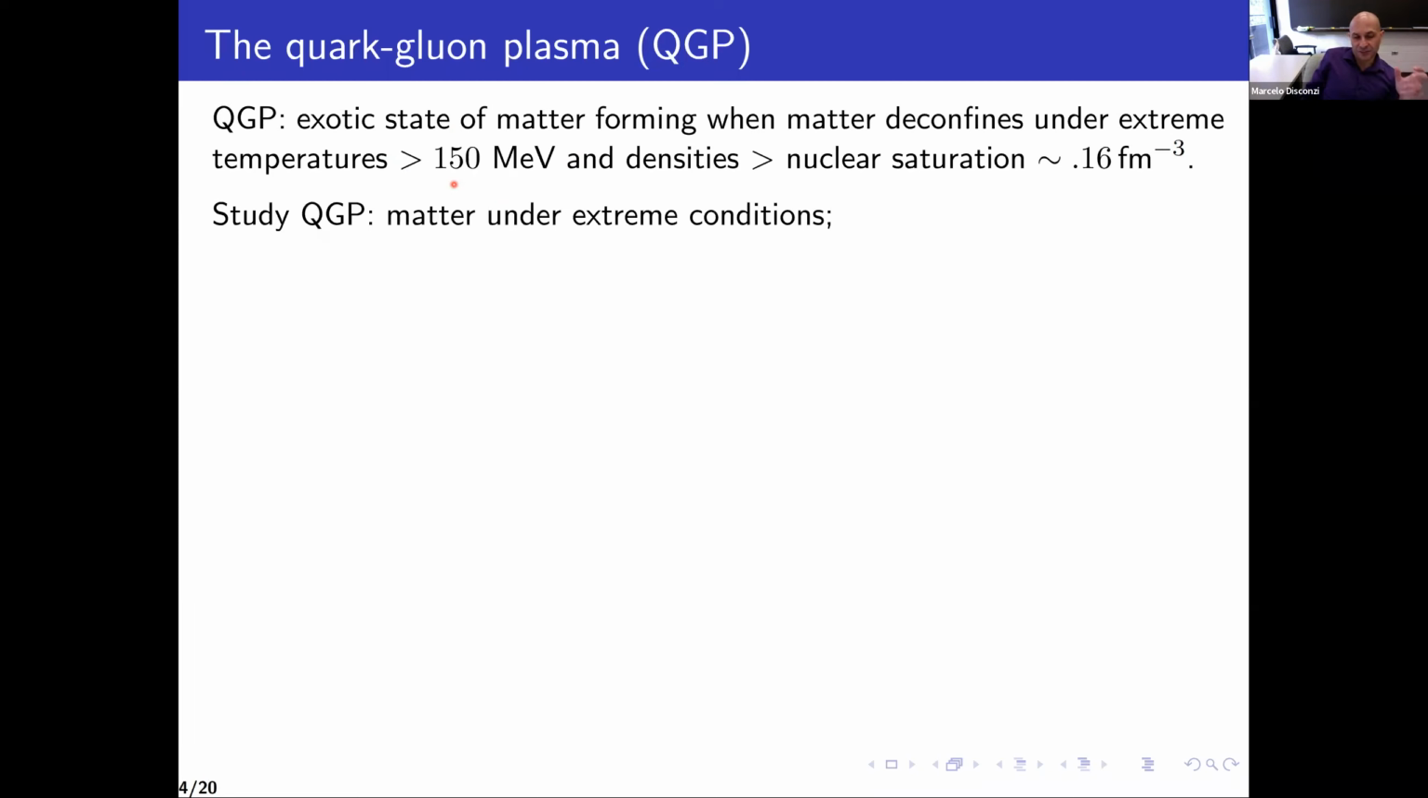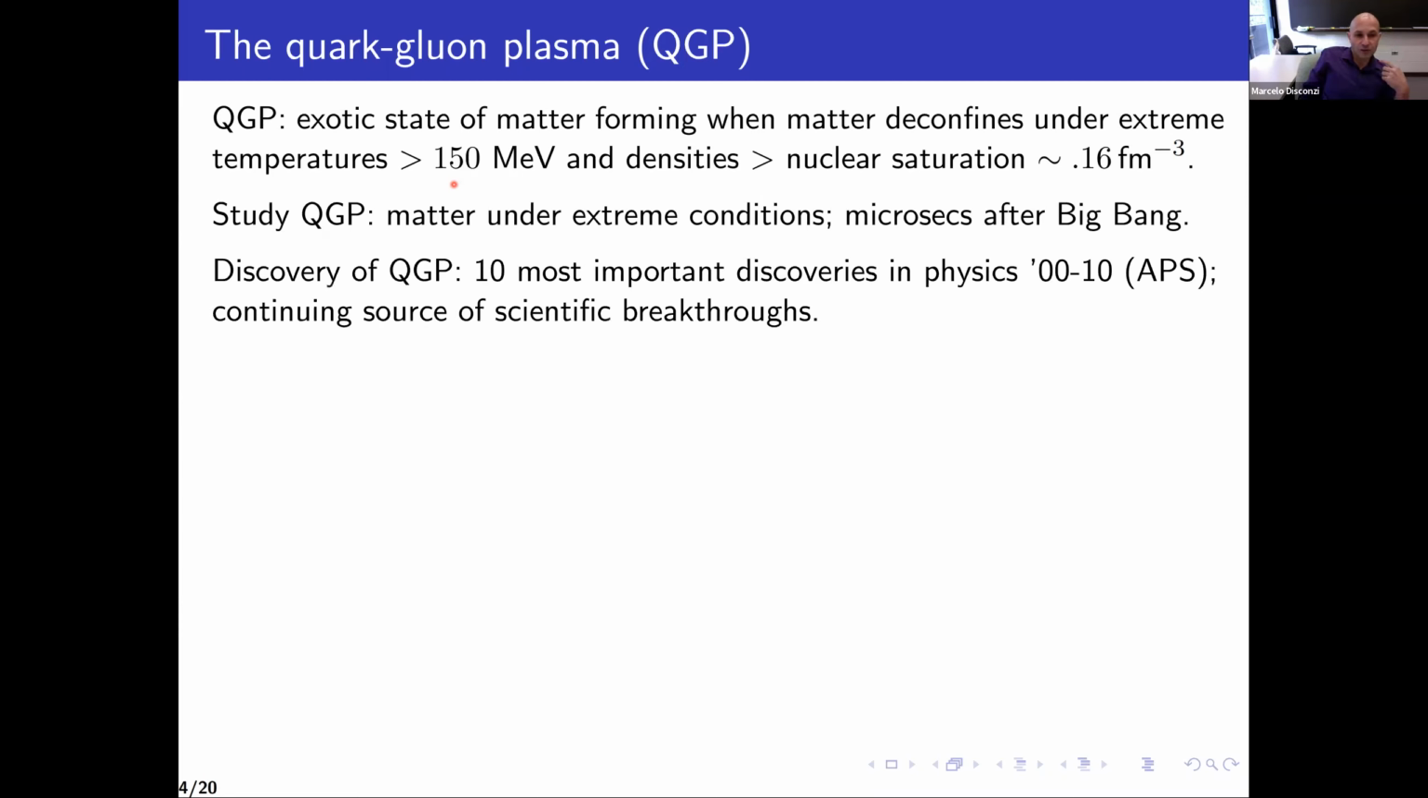So therefore, studying the quark-gluon plasma provides us with a very good opportunity to understand the properties of matter under extreme conditions. And it also gives us a window into the early universe, because according to modern theories, microseconds after the Big Bang, the universe was filled with matter in the form of the quark-gluon plasma. The discovery of the quark-gluon plasma was named by the American Physical Society one of the 10 most important discoveries in physics in the first decade of the century, and continues to be a source of many breakthroughs. So it's a very important topic in the physics literature.